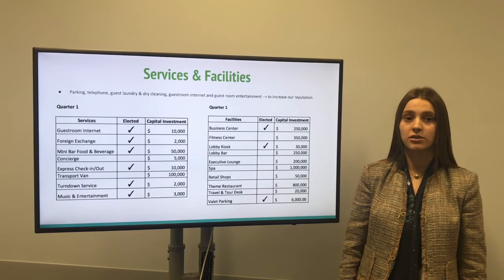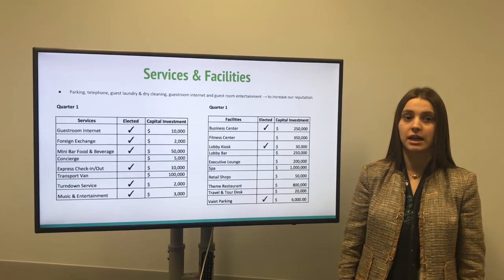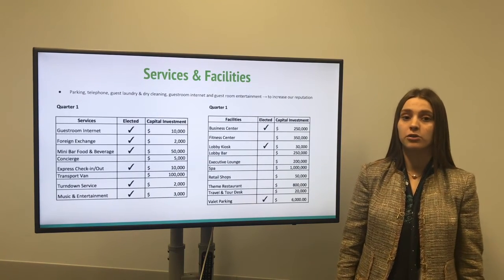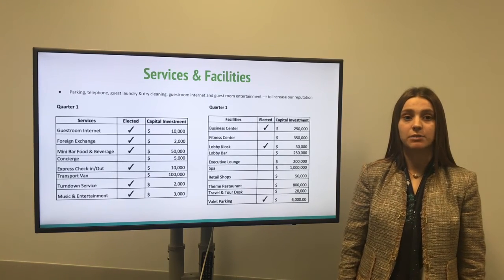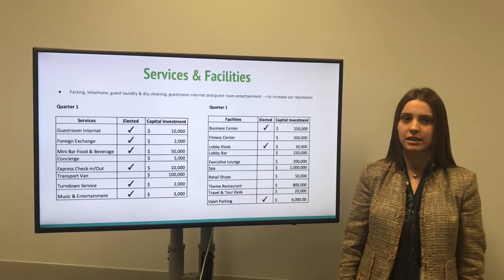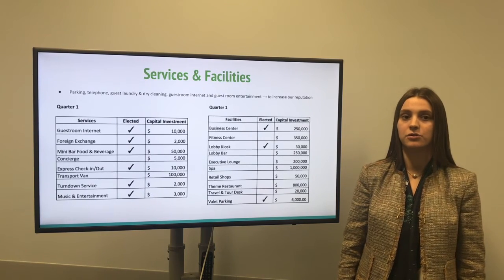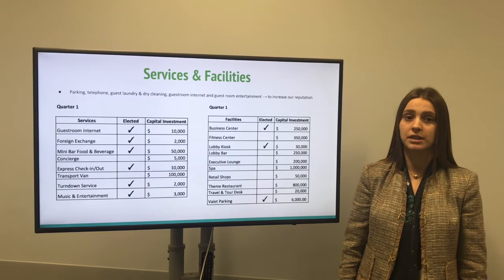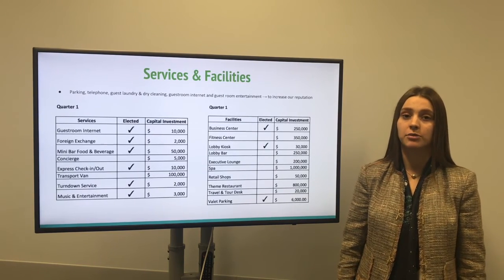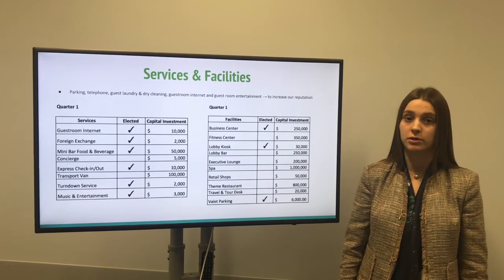Parking, telephone, guest laundry and dry cleaning, guest room internet and guest room entertainment, those were the ones that we wanted to increase our reputation in. We invested in parking, telephone, guest laundry and dry cleaning, guest room internet and guest room entertainment. As it is the first quarter, we decided to invest in these areas to increase our reputation and provide a good image of our hotel to our guests.